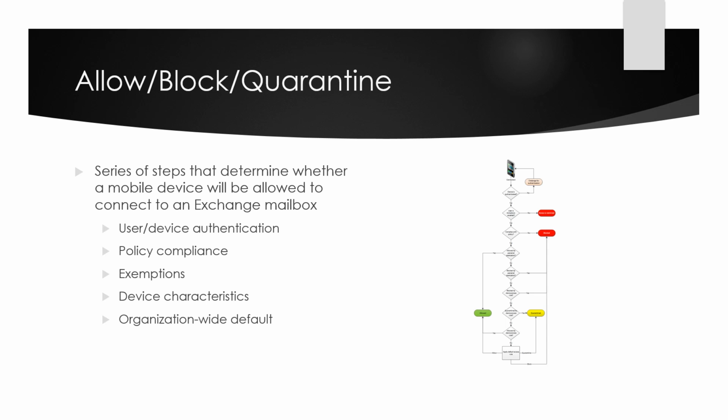whether the device is policy compliant, whether there are any exemptions set for that device, for that mailbox, whether that's an allow or a block exception. The device characteristics may come into play if there are device access rules in place. And then there is also an organization-wide default that can be used to control Allow Block Quarantine as well.